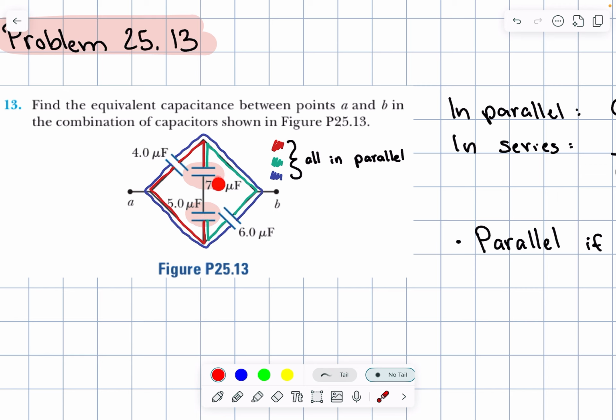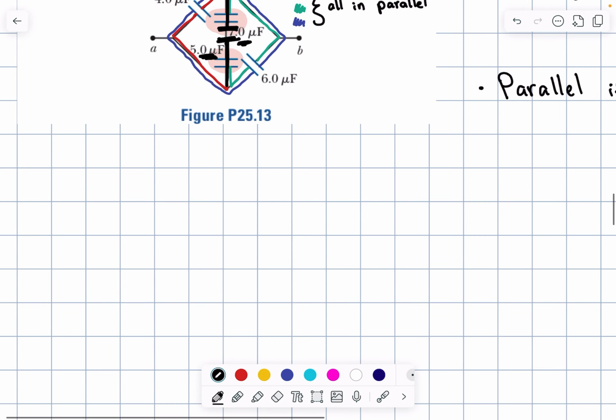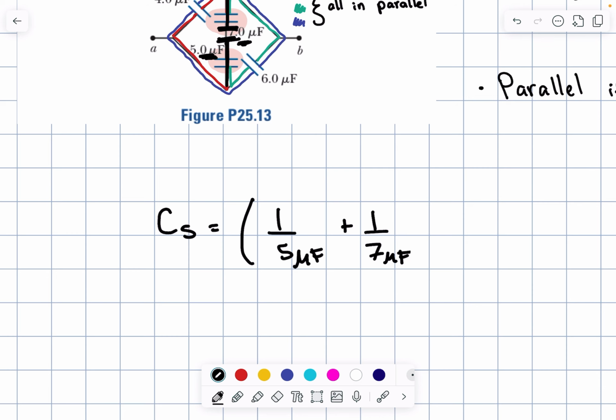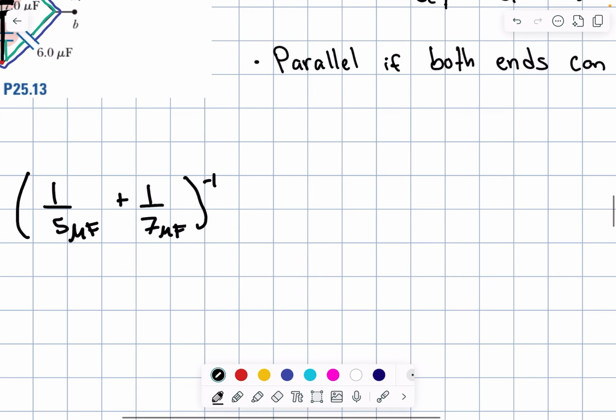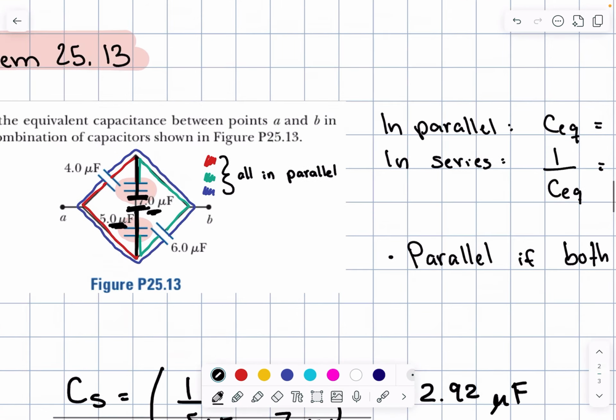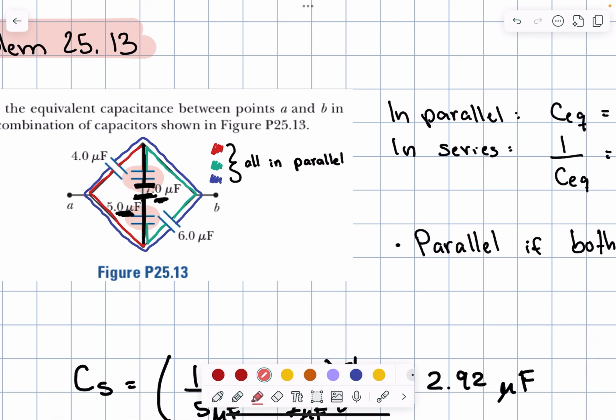Now, the 7 microfarad one in the center is in series with the 5 microfarad one. So the first thing we're going to do is create this central capacitor by combining the 5.0 and the 7.0. So here I can write C in series is equal to 1 over 5 microfarads plus 1 over 7 microfarads, and then the inverse of that, right? That's my equation for series. And that's going to give me 2.92 microfarads. And that's going to be this central one that I'll just highlight here.